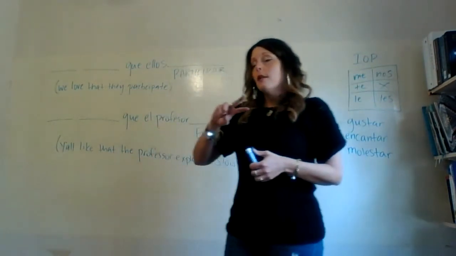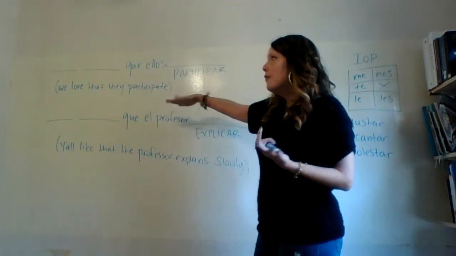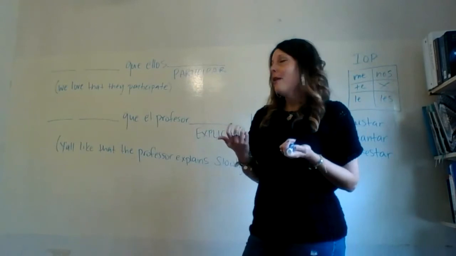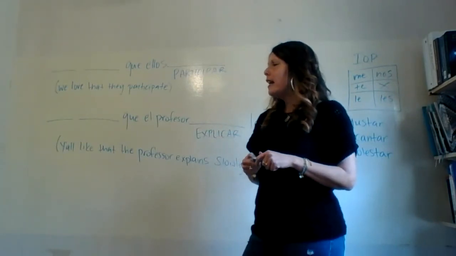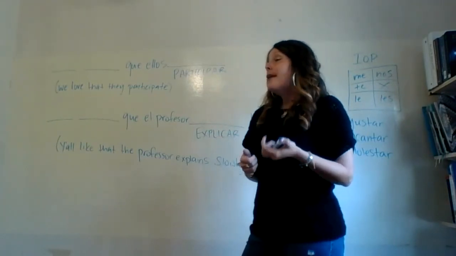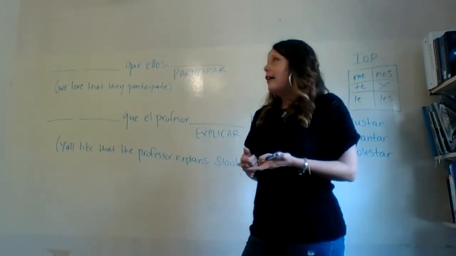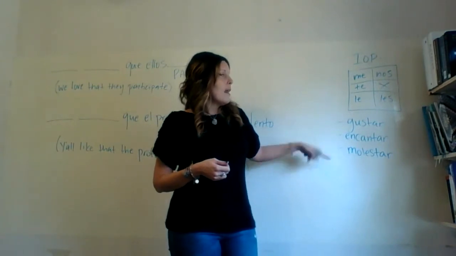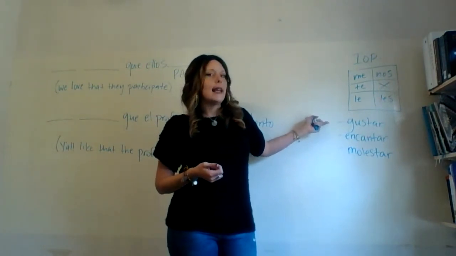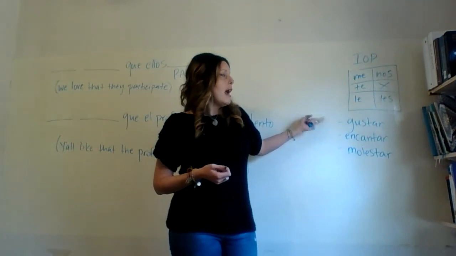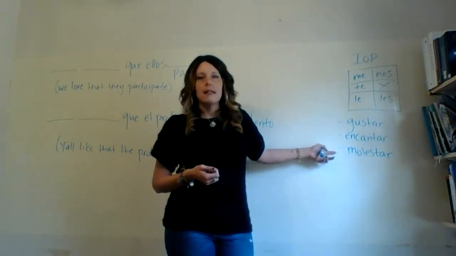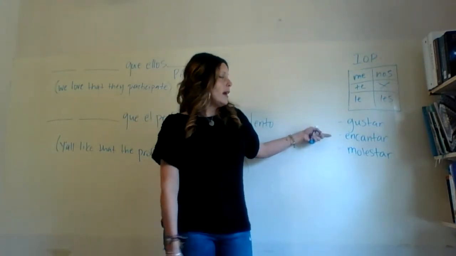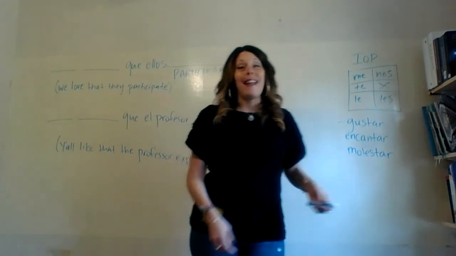So we have two more sentences up on the board. The first one: we love that they participate. Maybe that's what your professors would say. We love that they participate. And we're going to try to figure that out. So the first thing that I would do is say, okay, do I need to use gustar, encantar, or molestar? Well, we're not saying we like that y'all participate, and we're not saying that it bothers us that y'all participate. So obviously, we love that y'all participate will be with the verb encantar.